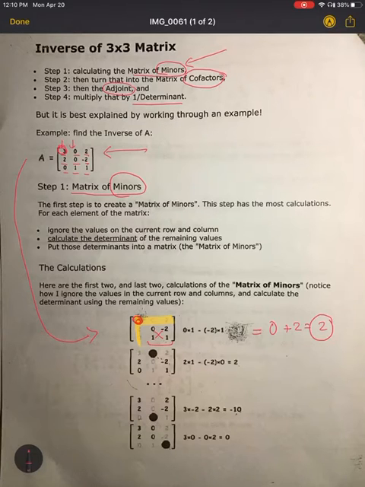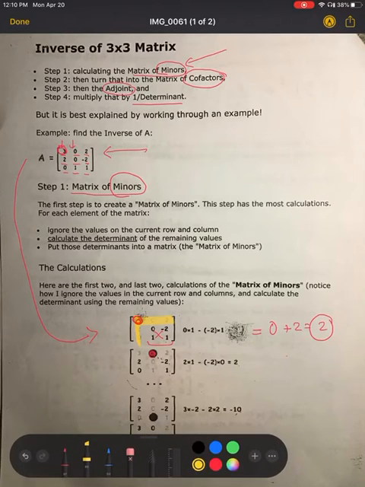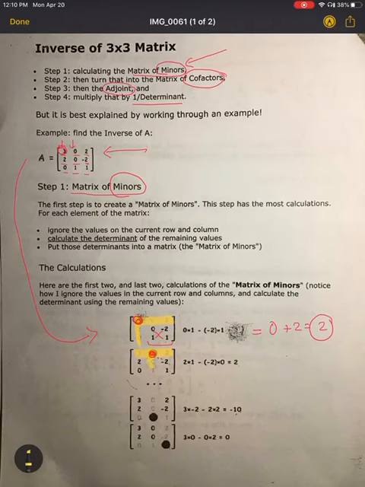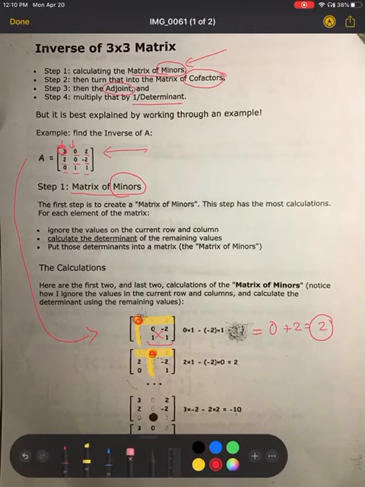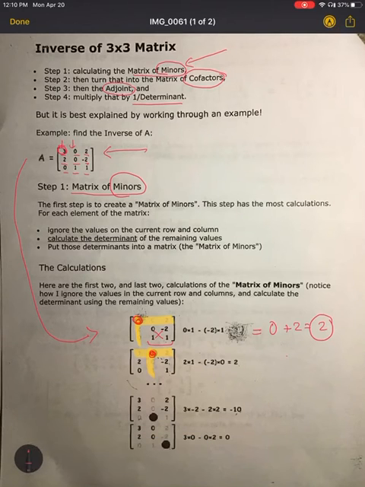All right, so let me show you another one. So let's say if I'm looking for minor for this position, again, I would just cover the row and the column it's in. Once I see 2 by 2, just find the determinant. So I would replace this number with that determinant, which is going to be the minor for that position. Okay, same thing, 2 times 1 is 2, minus 0 times negative 2, it's going to be 2.